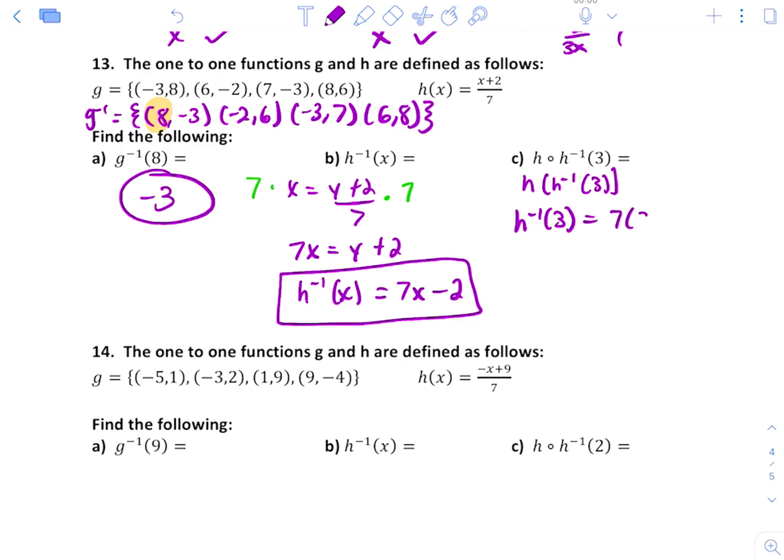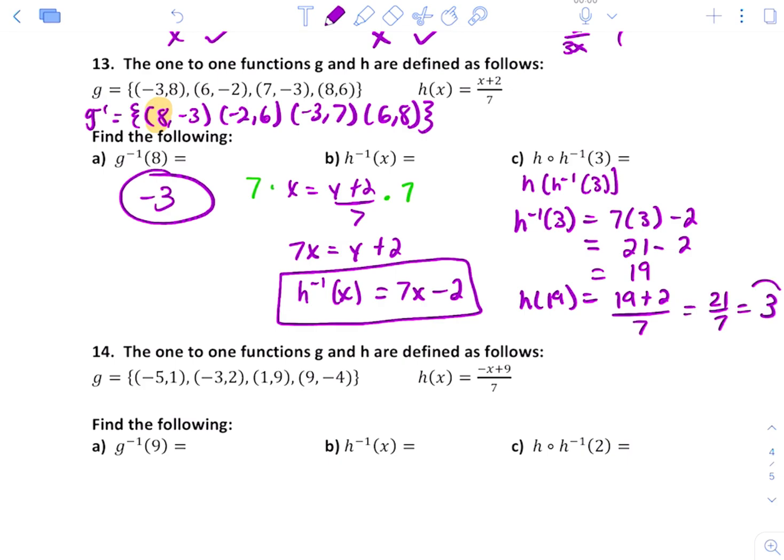So this will be 7 times 3 minus 2. So 21 minus 2 is 19. And then now I'm going to take my 19 and plug it into the h. So then I will have 19 plus 2 over 7. So this is really 21 over 7, which is 3. So 3 is going to be my final answer for that problem. Okay. So 14 is going to be a similar process. So again, I would like you to pause the video and then go ahead and answer these 3 questions.